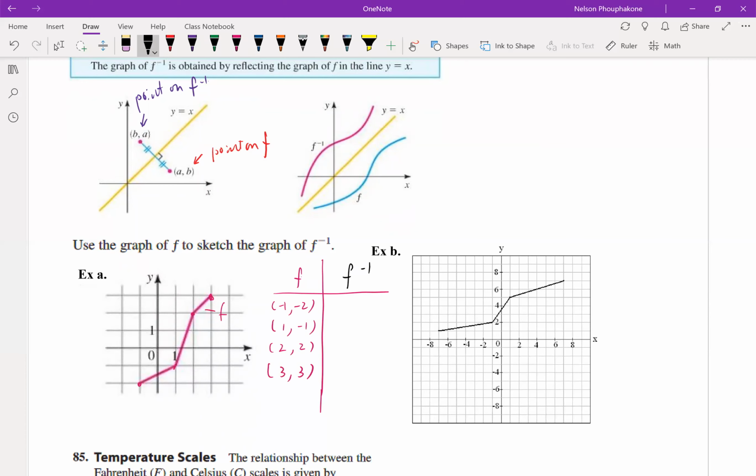In this case, you will see that for the inverse, (-1, -2) becomes (-2, -1). We interchange x and y. So (-1, 1) and so on. Now let us try to sketch this: (-2, -1), (-1, 1), (2, 2), and (3, 3).